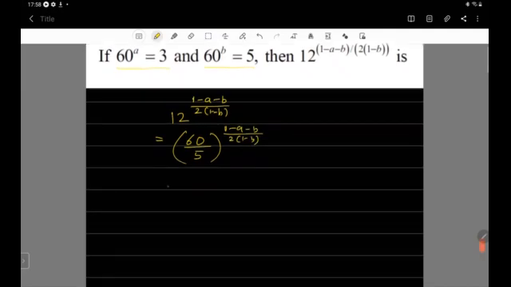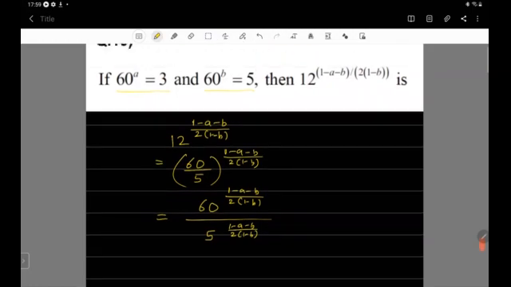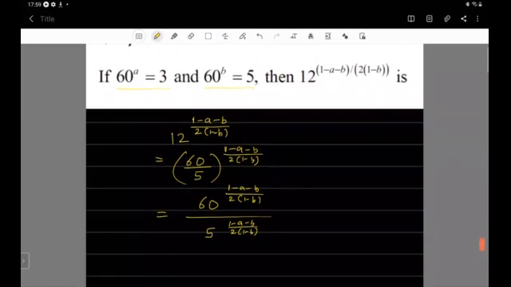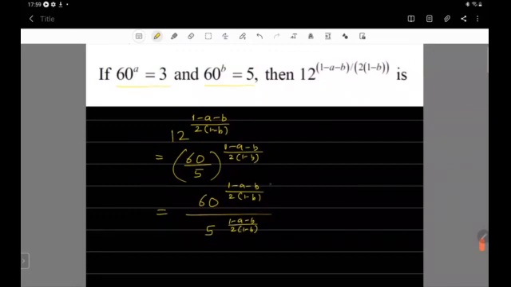Now in exponents, you must have learned that this power will get distributed. This will become 60 power (1 minus a minus b) divided by 2 times (1 minus b), and this whole thing is also divided by 5 power (1 minus a minus b) divided by 2 times (1 minus b). But now you'll say, fine, you got 60, but it is not 60 power a, it is 60 power something else, something weird. Yes, it is.